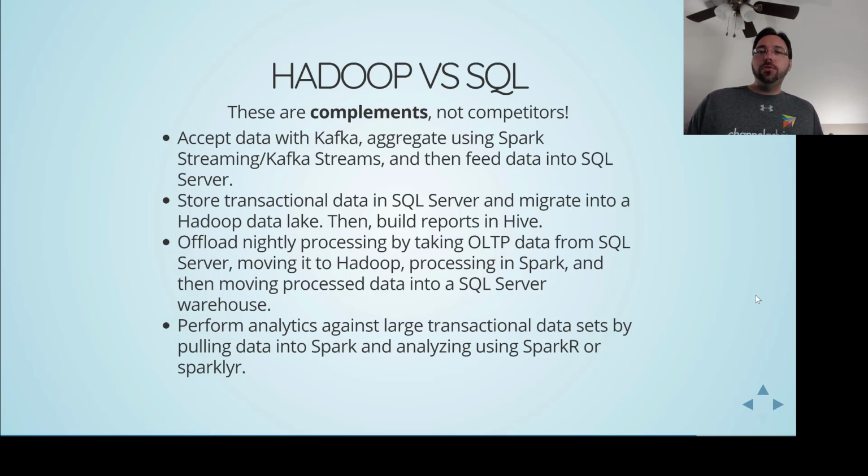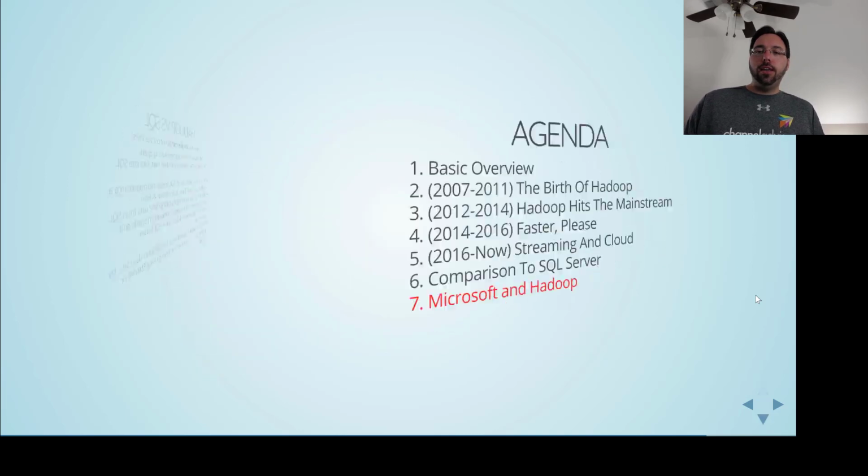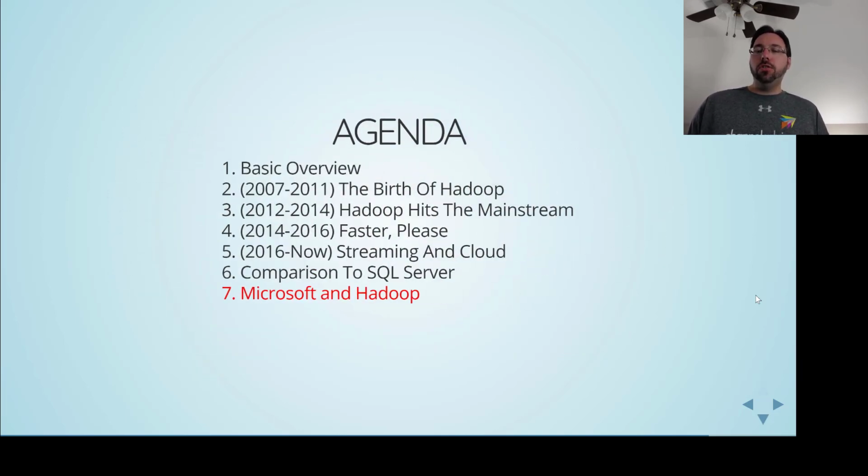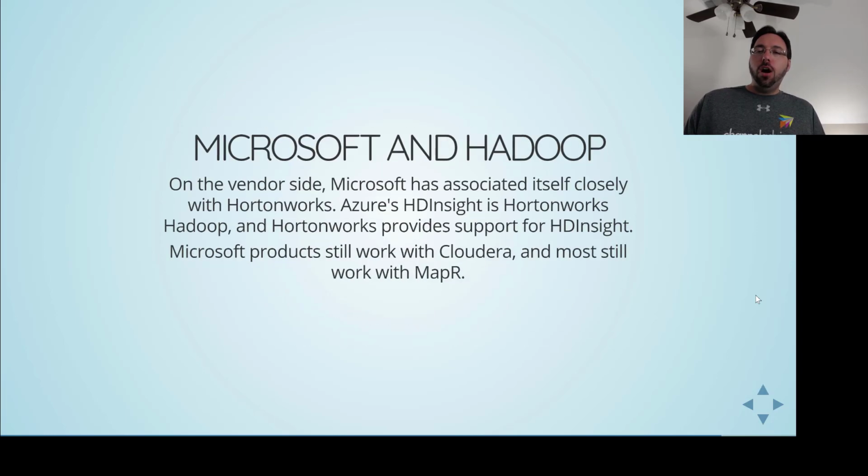So now I'm going to get into the last section of today's talk, and that is talking about what Microsoft is doing in the Hadoop space. On the vendor side, Microsoft has tied itself very closely with Hortonworks. Azure HDInsight is Hortonworks' data platform, and there's also some other places where you can clearly see the two have a strategic relationship. Despite that, Microsoft products will work with Cloudera, and most of it will still work with other platforms like MapR. So you don't necessarily have to lock yourself into Hortonworks if you're on the Microsoft cloud.